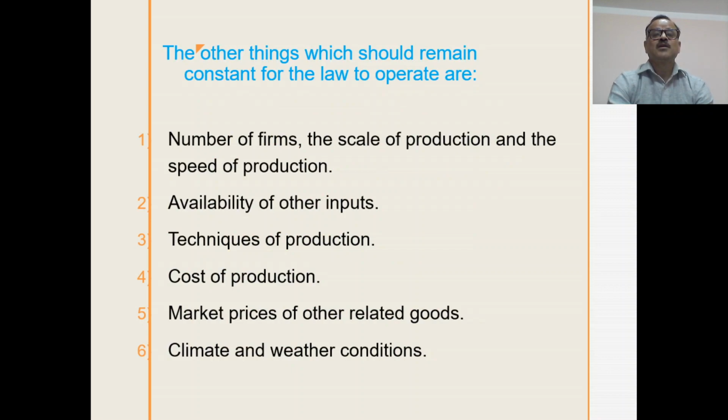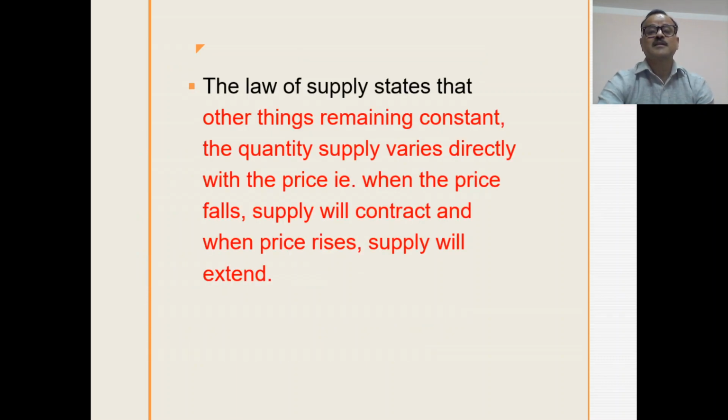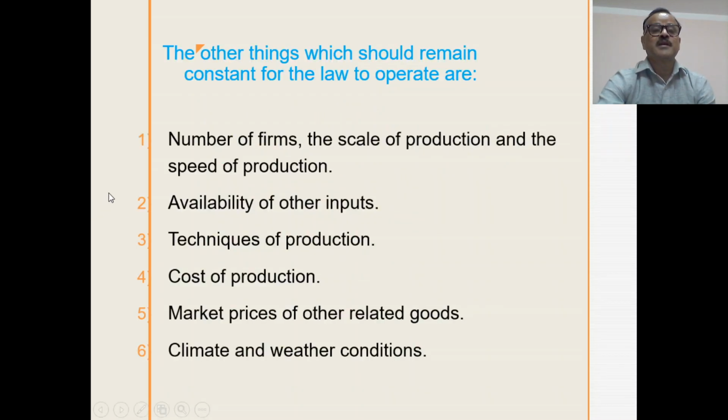Other things which should remain constant for the law to operate. It is mentioned here, other things remaining constant. So what are these other things? That is given here. Other things are the number of firms, scale of production, and speed of production, which should remain constant and not vary frequently.